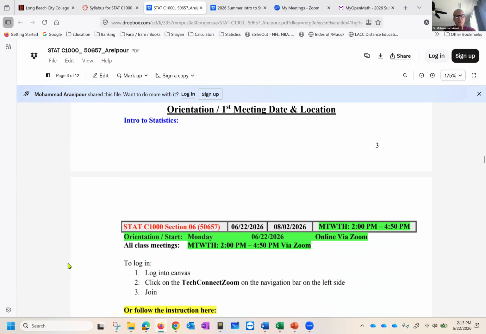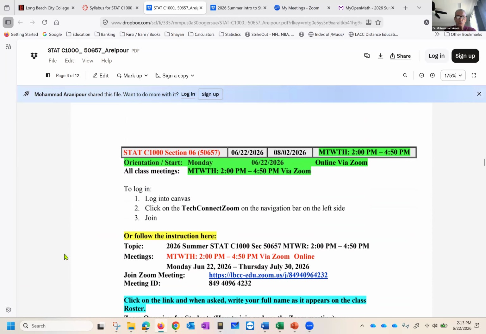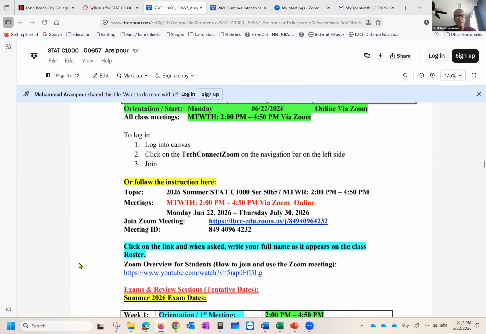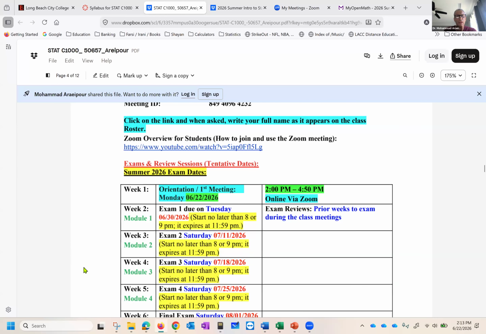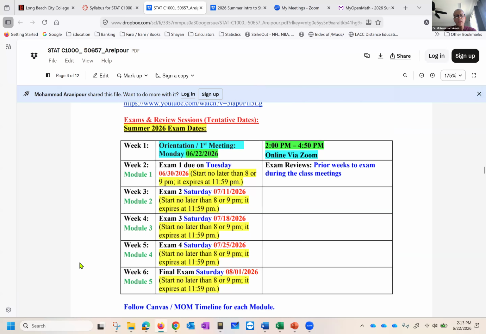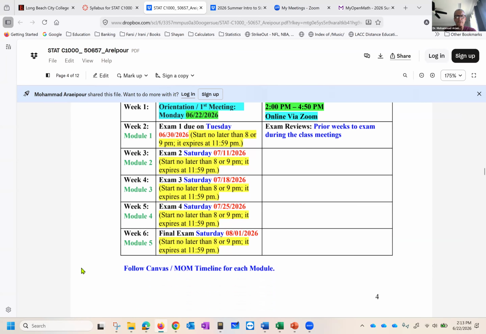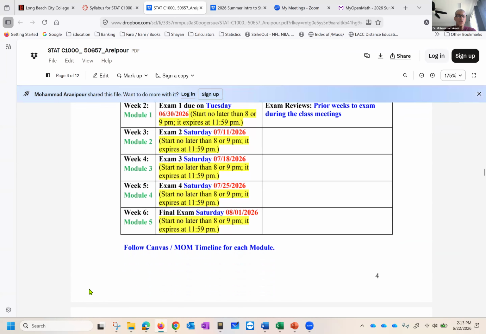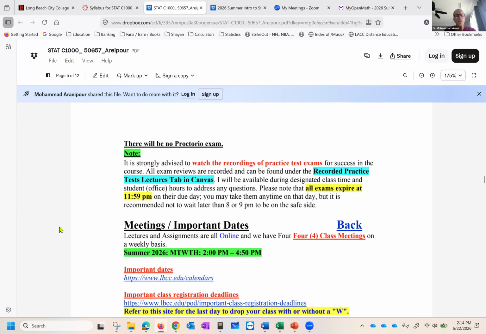Class calendar, as I mentioned, we have the information about the Zoom here. Also, you can find this information on Canvas in Tech Connect Zoom. As it was mentioned, every week or so we have an exam. And as long as you cover a couple of sections per day, you should have no problem not only finishing off your homework, but also learning and getting ready for the exam.